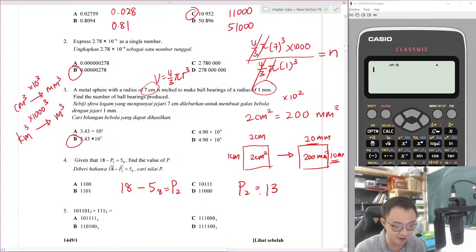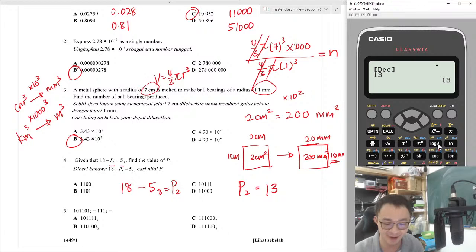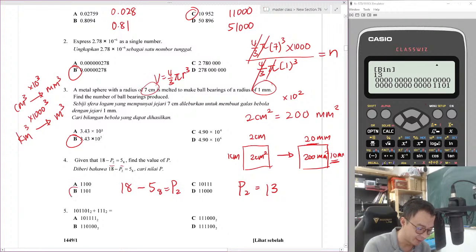So this one is base 2, right? What I want to do is go to the menu, go to the base number. So I have base 10, which is 13. Right now I want to change this 13 into base 2. Then I go for the binary. Do you see BIN here? Blue color one. So I click the binary. I should have the answer, which is 1101. So which is B here.